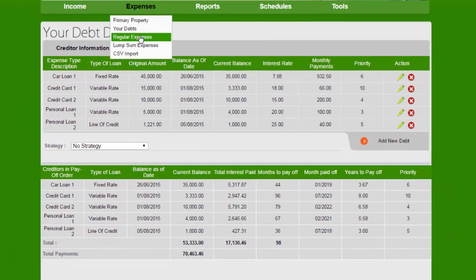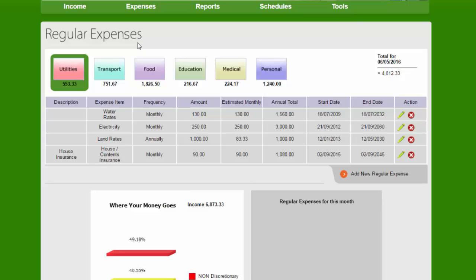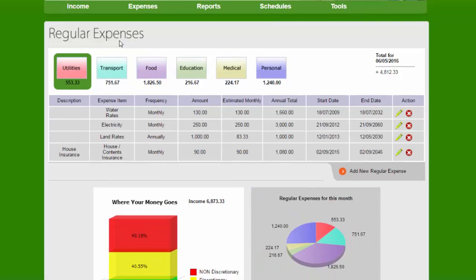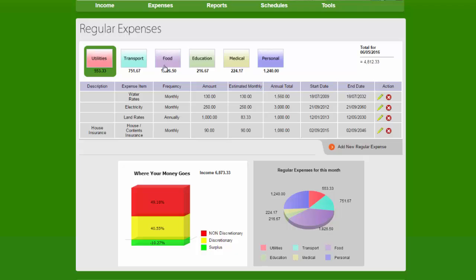Let's go and have a look at their regular expenses. These are the household expenses where all the money goes: gas, electricity, transport, food, education, medical, personal expenses. Down here we've got it all categorized into a pie chart. Here we've got the traffic lights. At the moment, out of $6,800 in income in total, these people are spending $4,200 or 49% of their income.